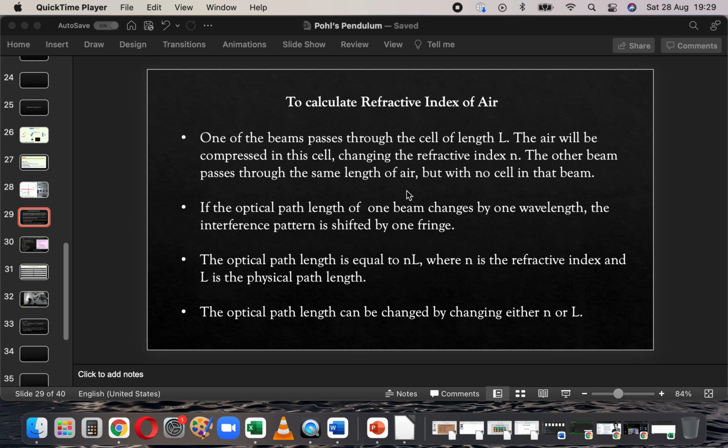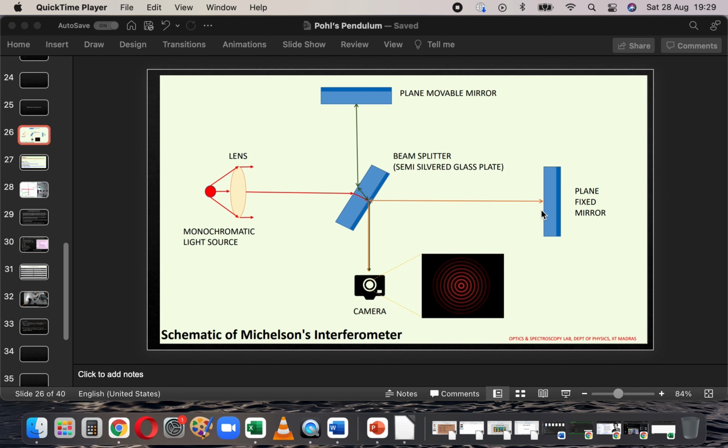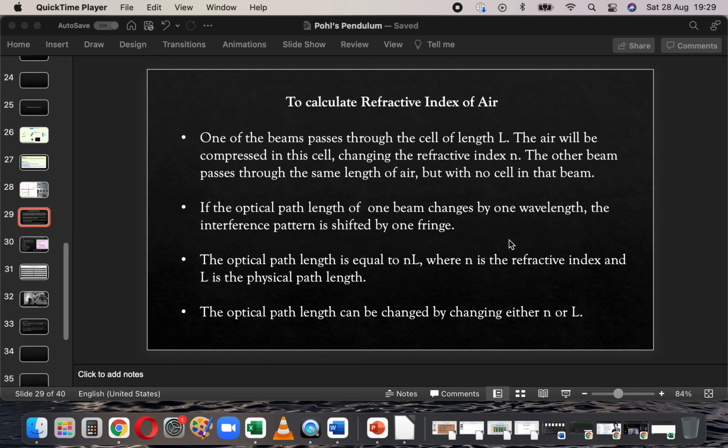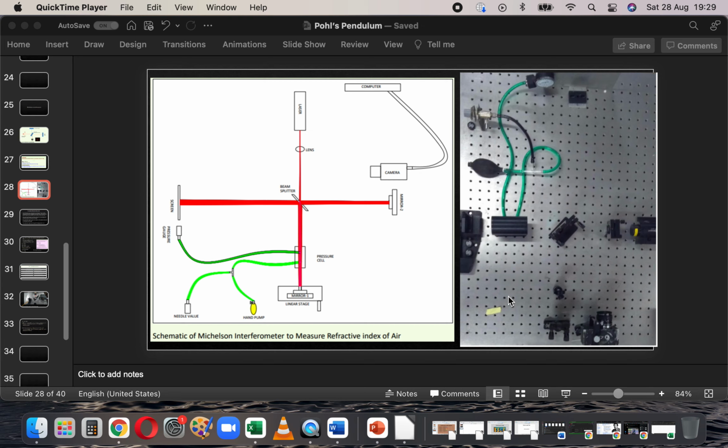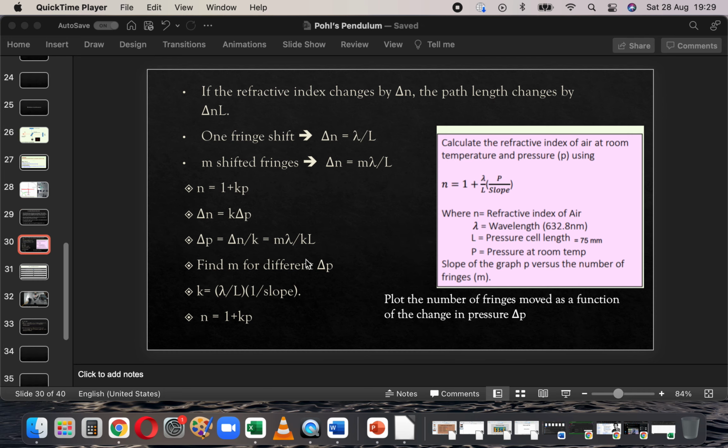Now, the way you change the path length is to move the mirrors. You can move the mirrors back and forth, but that's not being done in this case. What's happening is we are changing the refractive index by increasing the pressure of air in this region. So that's how the path length is varied here.